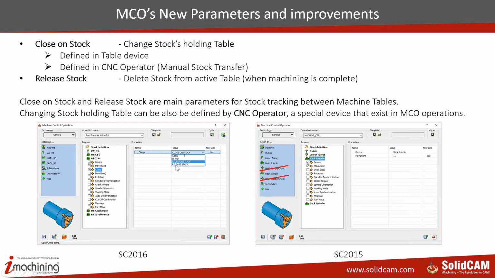And the second operation, the parameter, is the release stock. The release stock will basically delete the stock from the table where it's located at that time. It's usually used when the machining is complete, and I will later on show you why this parameter is very, very important if we want to have continuous machining on the Mill-Turn multi-channel machine. Okay, so let me show you all those features.